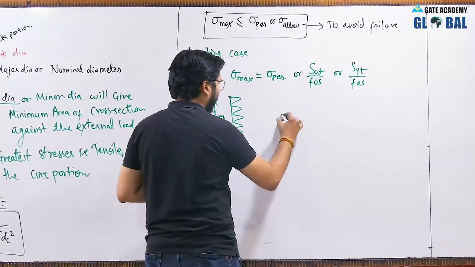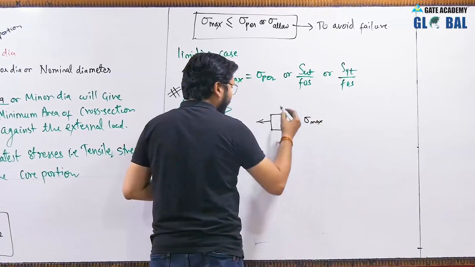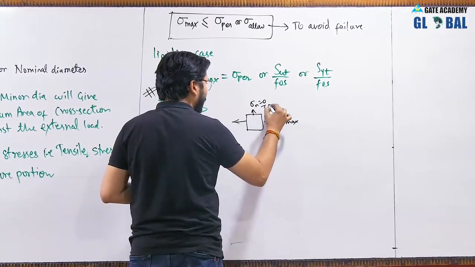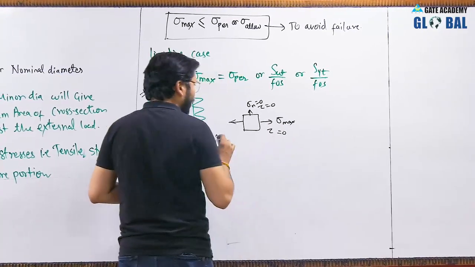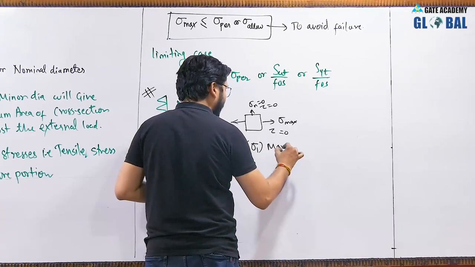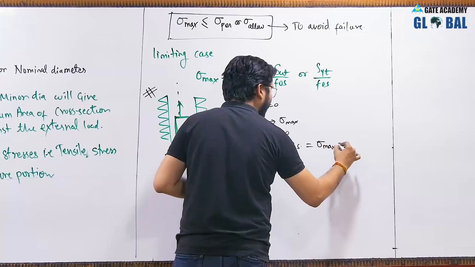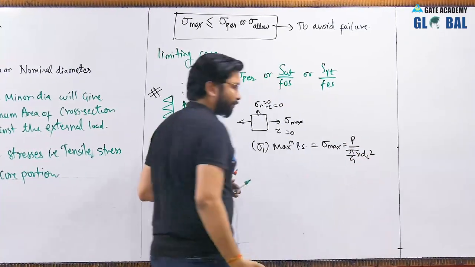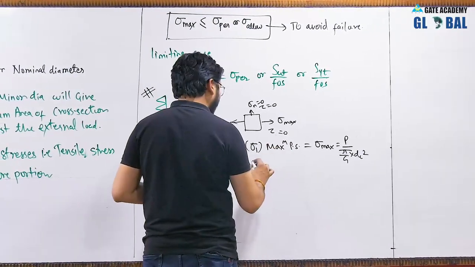So if you want to draw the element like this, you can draw. This will be sigma max, and hence sigma n in this direction is equal to 0, tau is also equal to 0, tau is 0 for this plane also. So the maximum principal stress will be equal to sigma max, that is equal to P upon pi by 4 dc square. This will be the situation, and all these other stresses are 0.